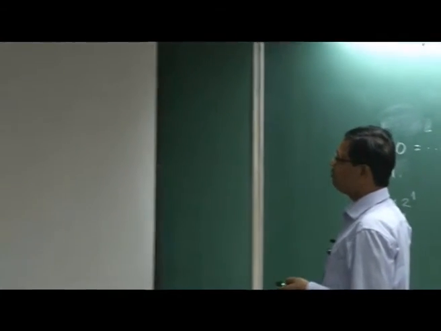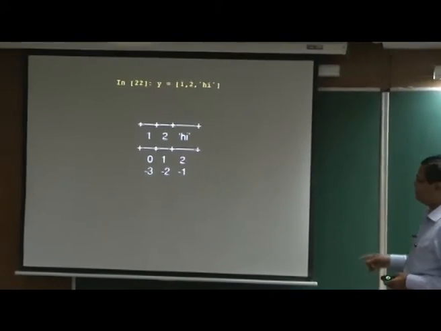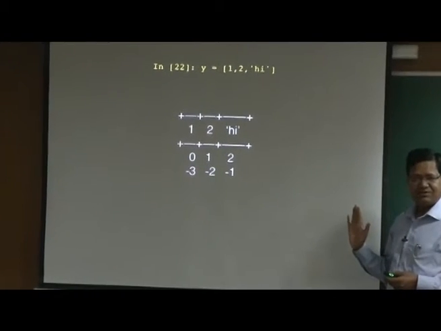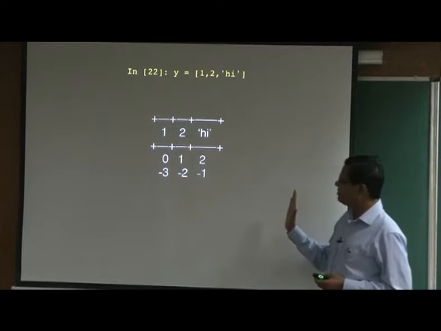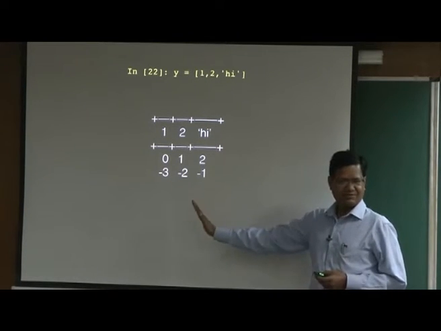So 0, then 1 and 2. You can also say from minus. So minus 1 is the last element. So minus 1, minus 2, minus 3. So you can go from the right to the left.